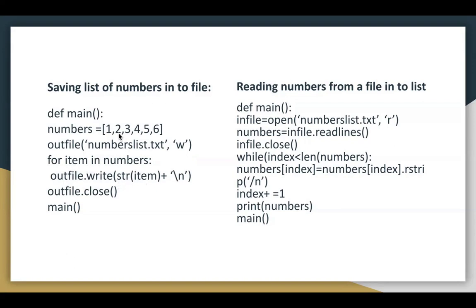Here we know that it is an int type, but we are changing it to the string type so that we cannot perform any operations like additions, subtractions, multiplications on these things. And we should close the file and call the main function. And here, reading numbers from a file. In the same way, we should give the read mode, we should read lines, and we should close the file. And here we should use a while loop. Index is less than length of the numbers. And I said before that we should strip the newline character, and we should increase the index by 1.